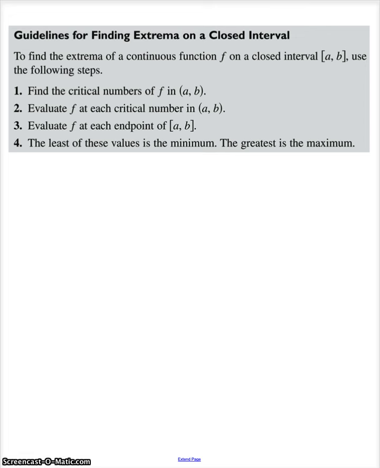Now, guides for finding extrema on closed intervals. I've sort of already done this for you by example. The first thing you do is find the critical numbers of f. And the critical numbers of f will be where the derivative is 0 or where the derivative is undefined. You evaluate f at the critical numbers. You evaluate the endpoints. The smallest is a minimum, the greatest is a maximum. It's a very straightforward process, but most students tend to forget doing it at the endpoints. So let's try a couple.